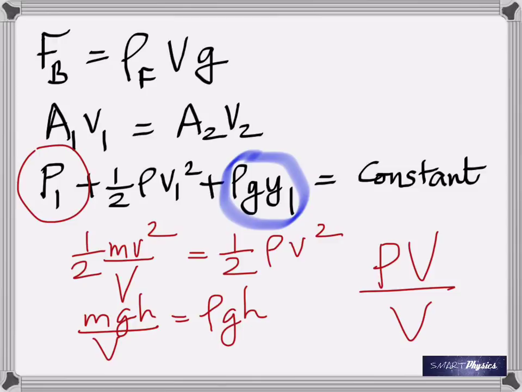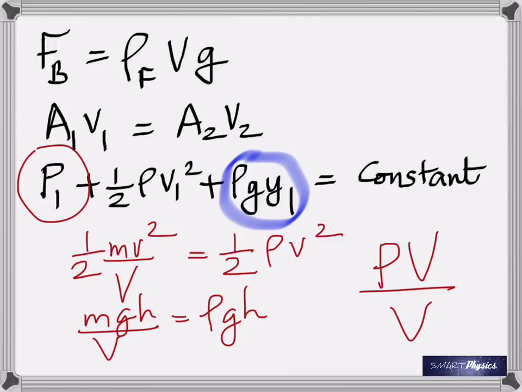So the first term is kinetic energy, pressure energy of unit volume. It's kinetic energy of 1 meter cubed. Potential energy of 1 meter cubed. So what is Bernoulli's principle? The total energy must be a constant, that's all. And what does that mean? Doesn't that mean that if this term decreases, then this term has to increase? Come on.